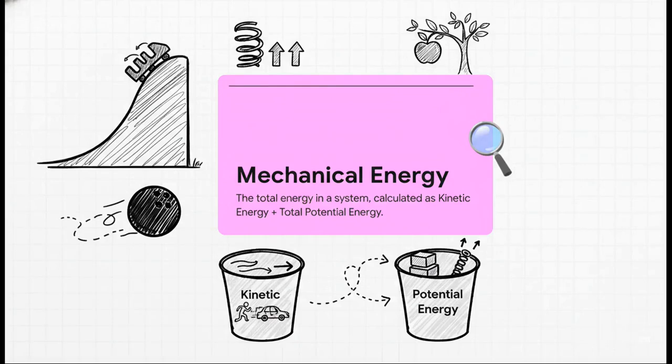Okay, so for most of the stuff we'll be looking at, things that are moving, we're talking about something called mechanical energy. And you can really just think of it as two big buckets. One bucket for the energy of motion, that's kinetic energy, and another for stored energy, which we call potential energy.